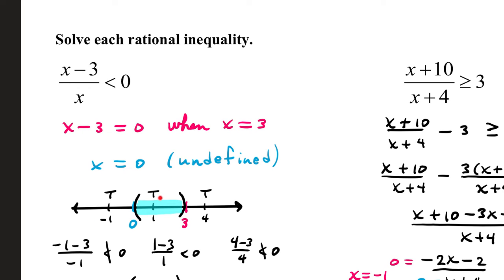We test in between the key numbers, and we picked a positive 1. Substitute into the original problem, 1 minus 3 divided by 1. That is less than 0, so this interval is full of good numbers, or solution values. And then finally, we test to the right of our last key number. We used a 4. 4 minus 3 divided by 4, that's positive, so not less than 0. The only interval that satisfies our problem are the numbers between our key numbers of 0 and 3.